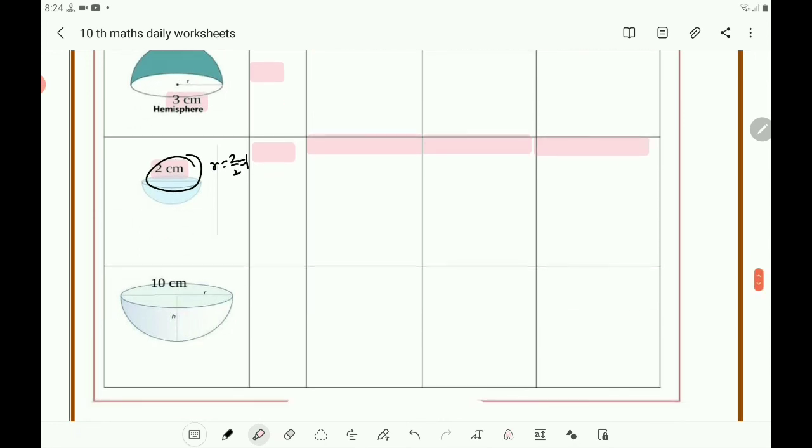Then the next one, here the diameter is 10 centimeter. Half of the diameter, that is the radius, is here 5 centimeter. R equals here 5 centimeter, 10 by 2. Here you write 5 centimeter. Write the formula for CSA, TSA and volume and calculate each.